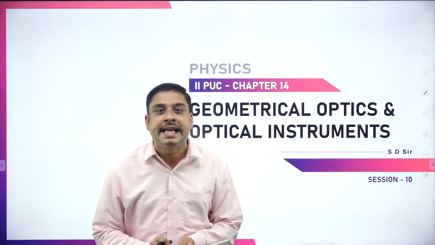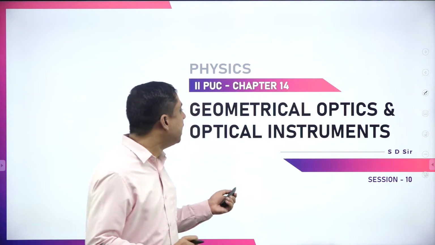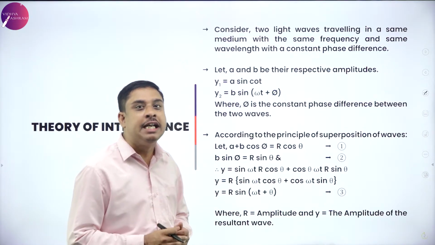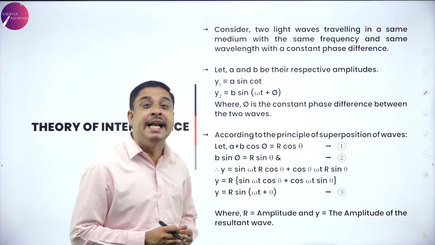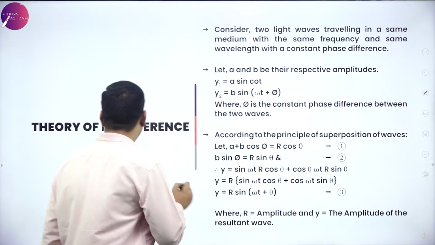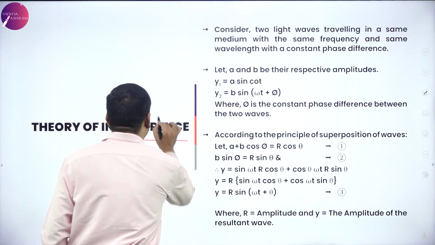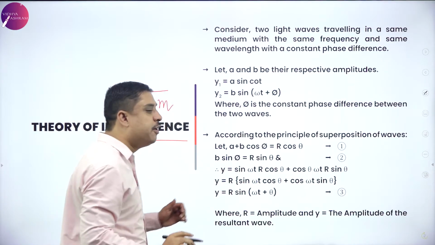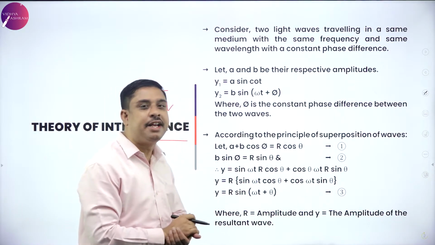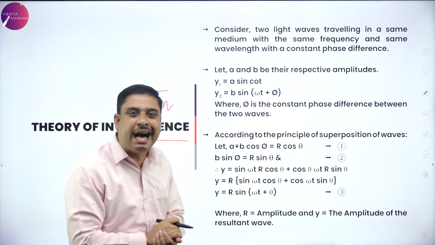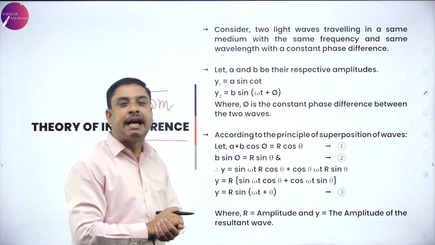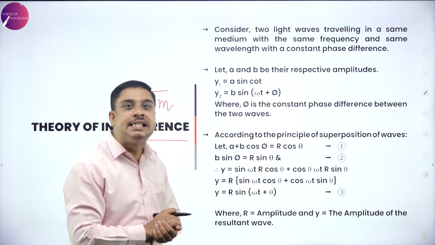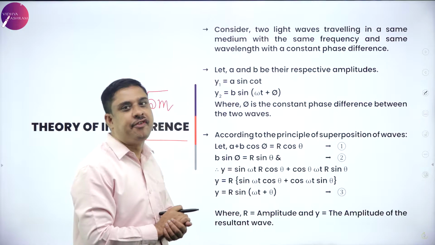With this recapitulation, now we shall understand something called the theory of interference, a very important 5-marker, and moreover, it is from this theory we will arrive at the conditions for constructive and destructive interference.